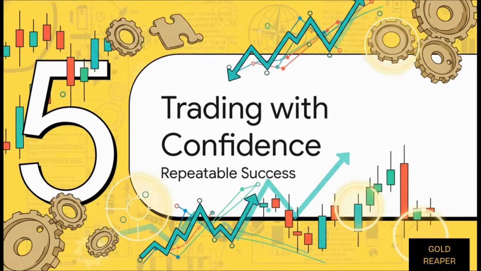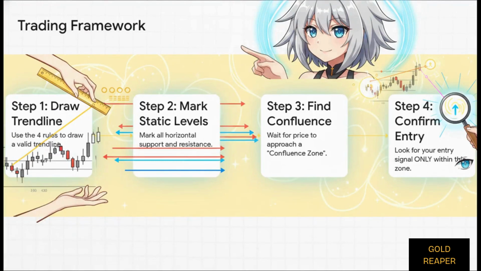So for our last section, let's put it all together into a simple framework. This is how we're going to turn trading from a stressful guessing game into a confident, repeatable process that you can use over and over again. Here's your new game plan. It's 4 simple steps. Step 1, find your trend and draw a valid trend line using our 4 golden rules. Step 2, go and mark all the obvious horizontal static levels on your chart. Step 3, now you wait. You patiently wait for the price to come to a confluence zone where those 2 levels meet. And step 4, you only look for your trade entry signal inside that specific high probability zone.